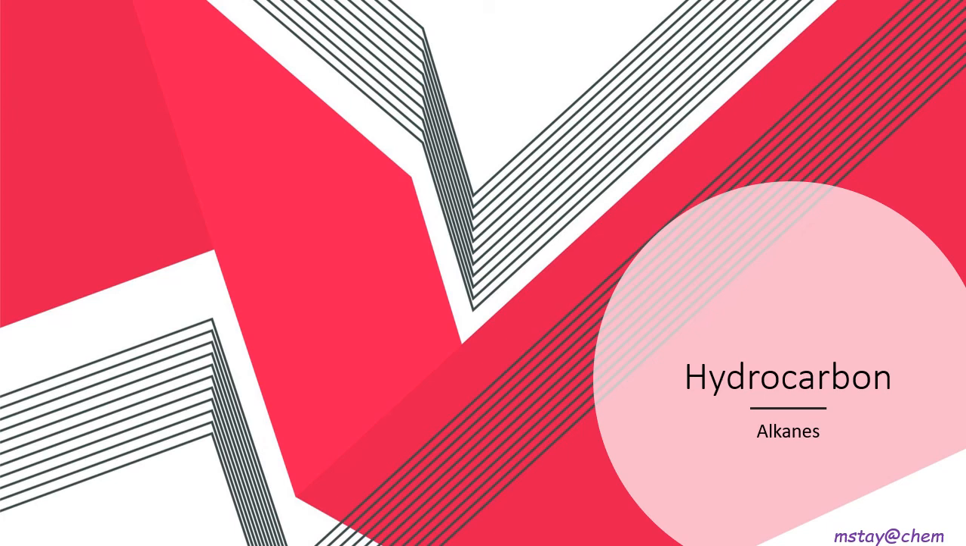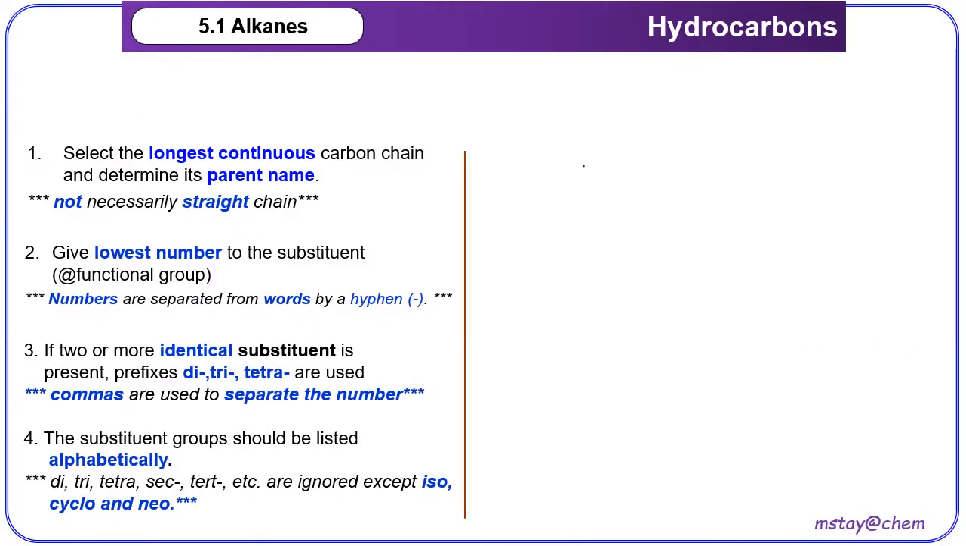We are going to start with chapter 5, hydrocarbon. In this video, we focus on the part of the alkanes first. After knowing how to draw the structure based on the name given, now we have to do the other way around. If the question gives us the structure, how are we going to name the structure?